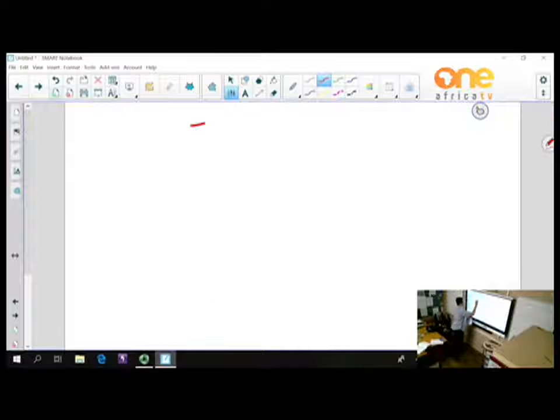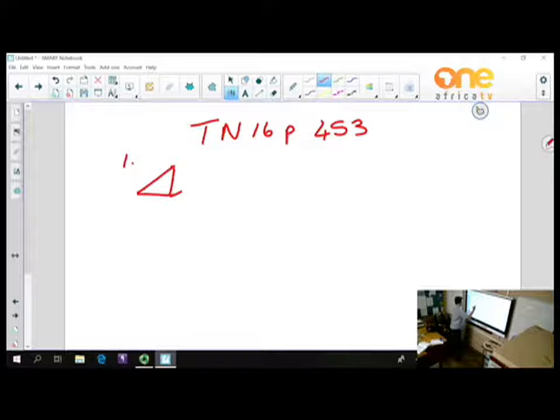Right, so we're looking now at Try Now 16 on page 453, and this is a very nice mixed exercise on right angle triangles. The first one, the picture looks like this, with 27 degrees and 100, and we have to find BC first. They give you that hint also because you don't have enough information in this triangle here.